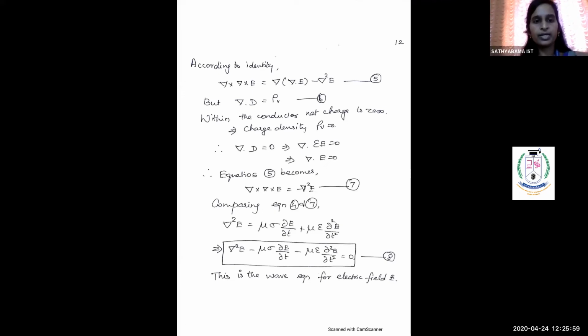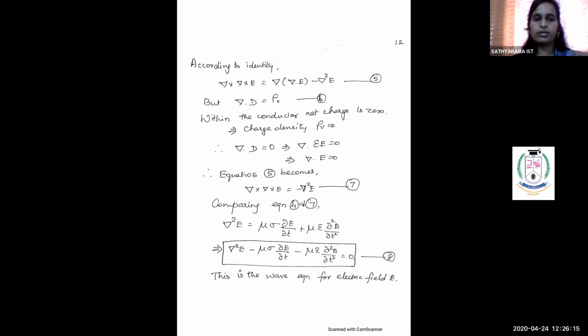Next, according to the identity, we have this formula: del cross del cross E is equal to del into del dot E minus del square E. So this is our fifth equation. We are taking this as our fifth equation.